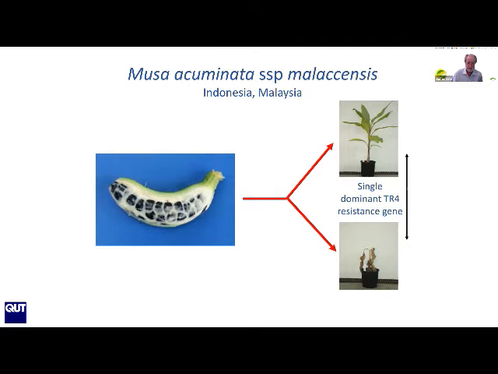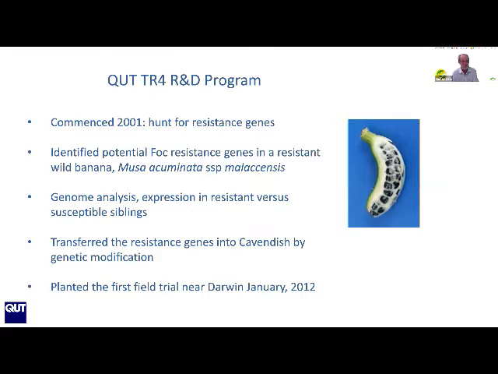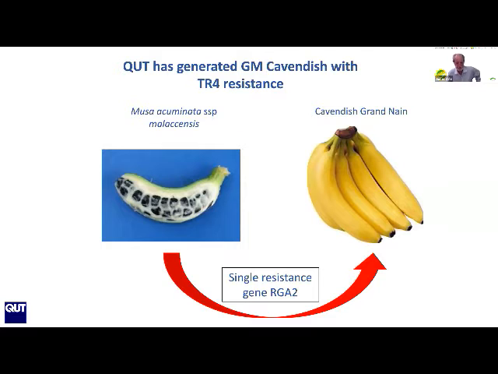Single dominant genes for resistance are really very, very good to work with. So we identified this resistance gene primarily by genomic analysis and expression in resistant versus susceptible siblings. And essentially we had a group of malacensis, some of which were resistant and some of which were susceptible. And so we were able to, by comparison, pick out genes that appeared to have influence on that resistance. So we transferred genes to Cavendish and planted those in field trials in Darwin. So what we'd essentially done is we'd taken this single resistance gene, RGA2, from a wild banana and put it into Cavendish, and the Cavendish we put it into was Grand Nain.